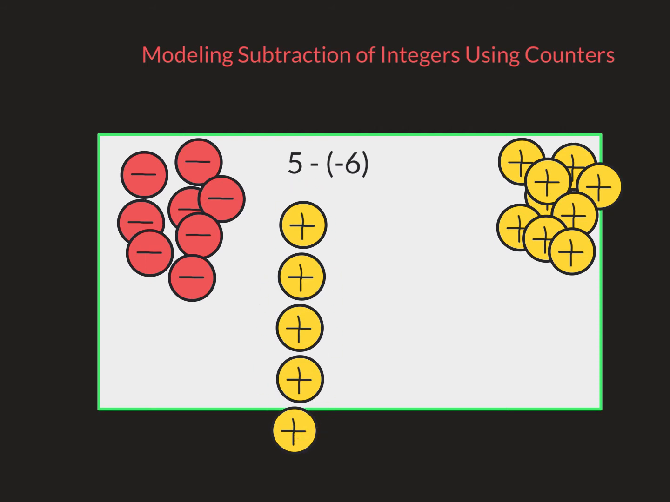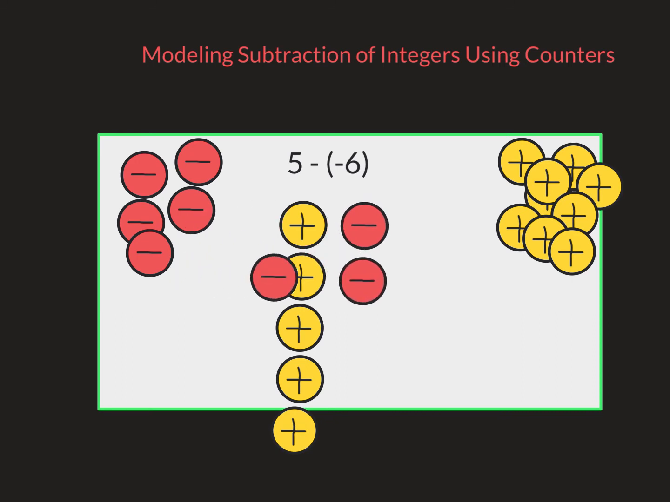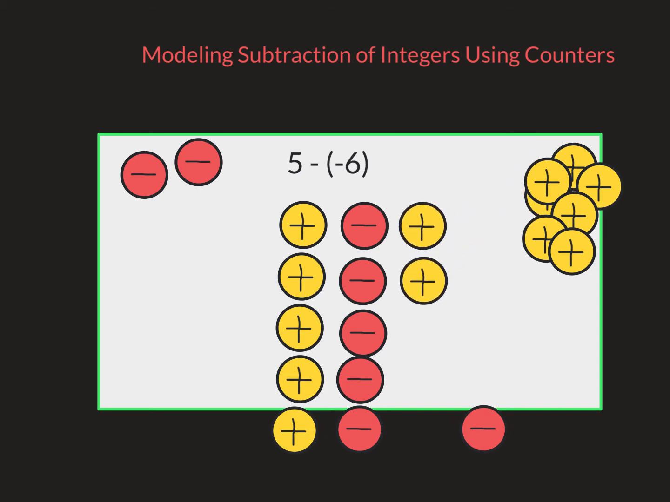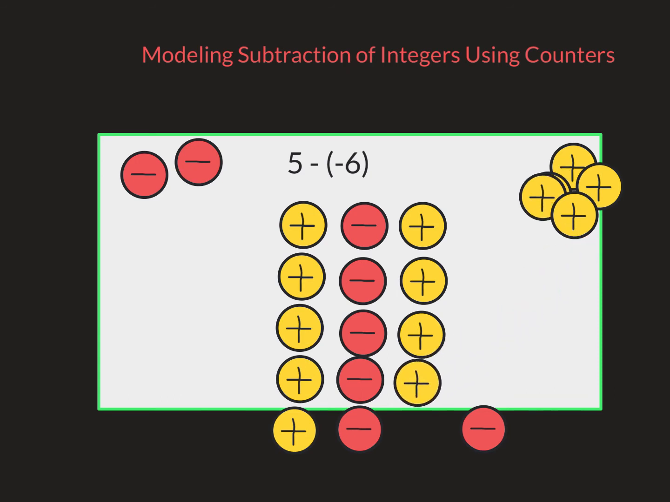So how are we going to get rid of negative 6 counters if we don't have them? Well, what we're going to do is we're going to use that 0 pairs. So we're going to bring 6 negative counters over, but every time we put one over here, we have to add a positive one also. This is going to seem a little weird, but you'll see what's going on here in just a sec.